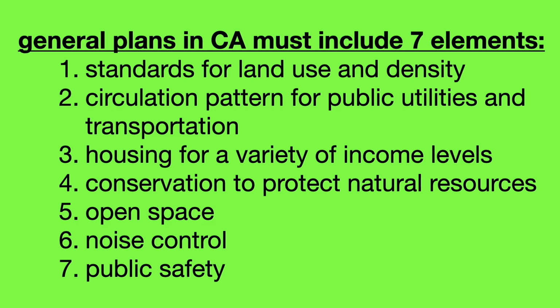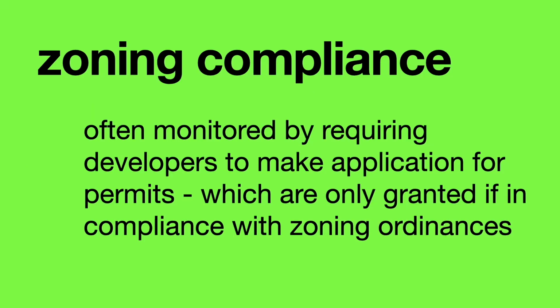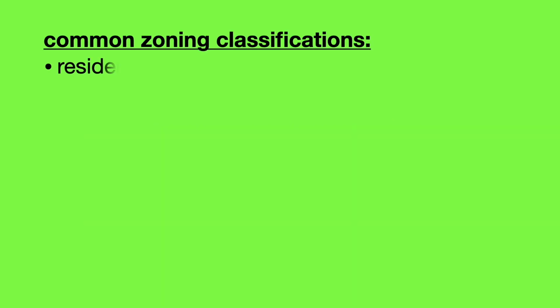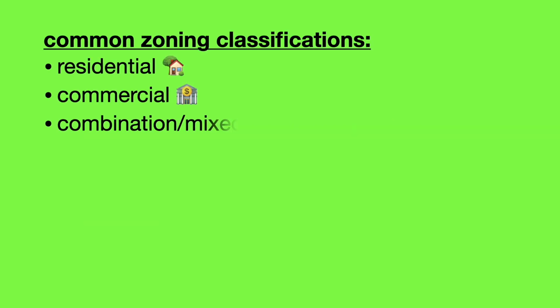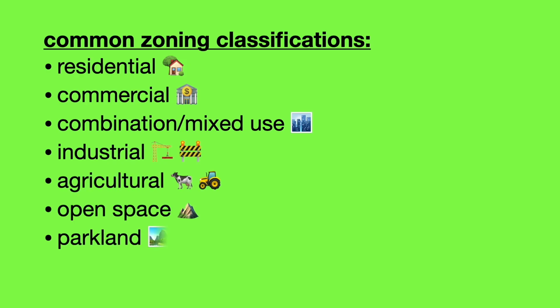Standards for land use and density, circulation patterns for public utilities and transportation, housing for a variety of income levels, conservation to protect natural resources, open space, noise control, and public safety. Additional planning elements may also be required, such as coastal protection, historic preservation, and management of hazardous waste. Zoning compliance is often monitored by requiring developers to make application for permits, which are only granted if they're in compliance with zoning ordinances. Common zoning classifications are residential, commercial, combination, mixed use, industrial, agricultural, open space, parkland, and recreation area.